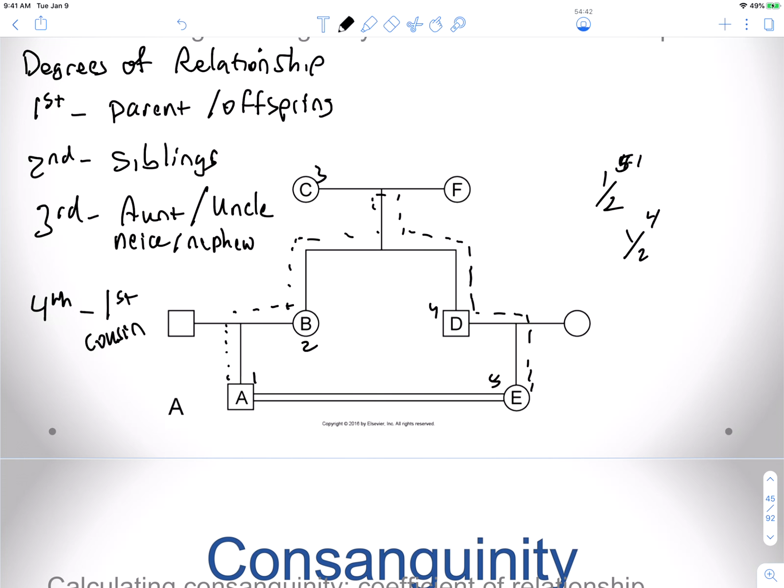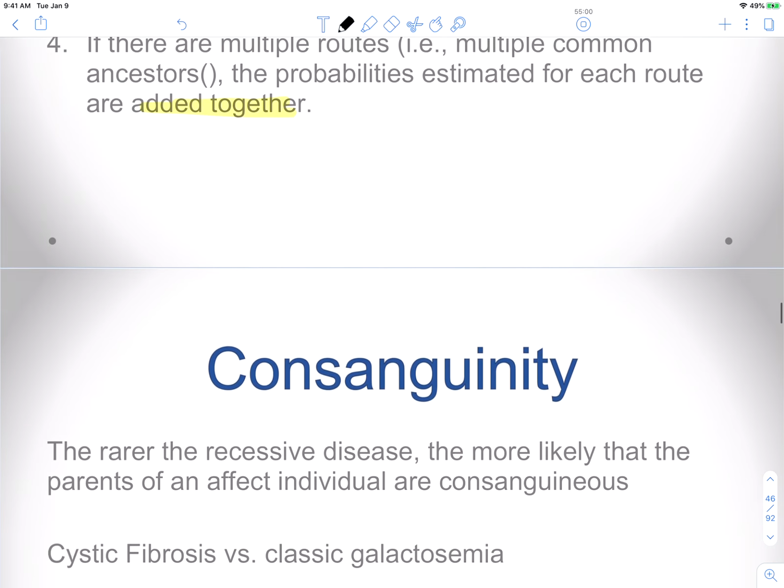Now, if these people weren't related, you wouldn't even get a coefficient of relationship. It would just simply keep going on and on and on. And so you can imagine that the smaller this number is, the more closely related the individuals are going to be.